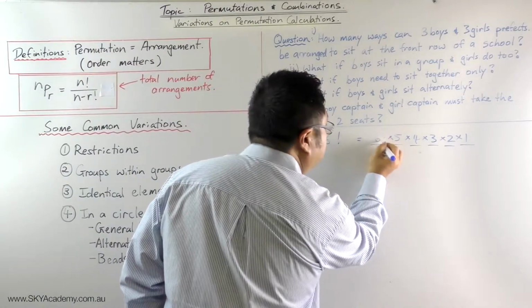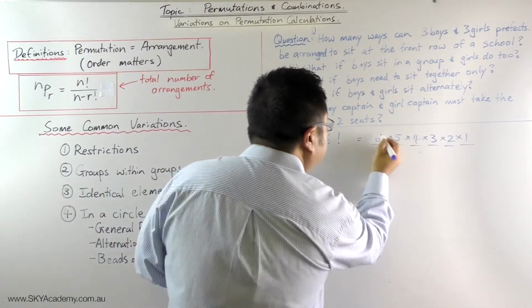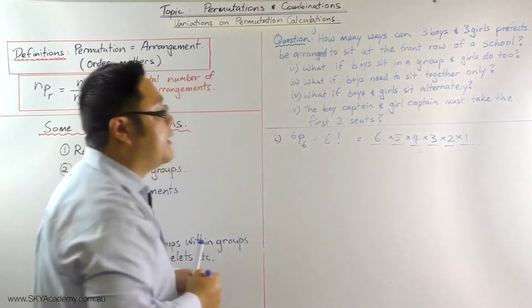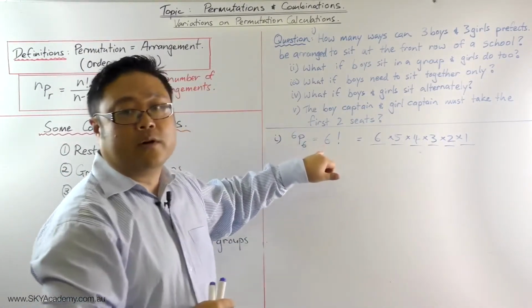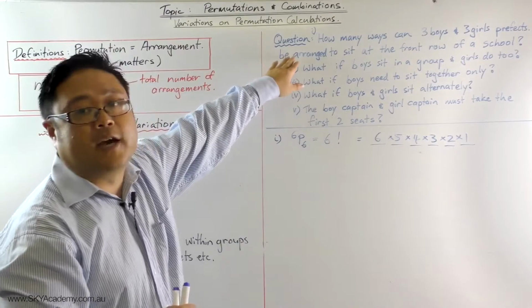In other words, you've got the permutation of choosing 6 from 6 people, which is exactly the same as 6 factorial. Now, you probably can't see that well there, so let me just write this. There we go, that's probably a little bit better. All right, so you've got 6 factorial. So that's the answer to the first one, okay?